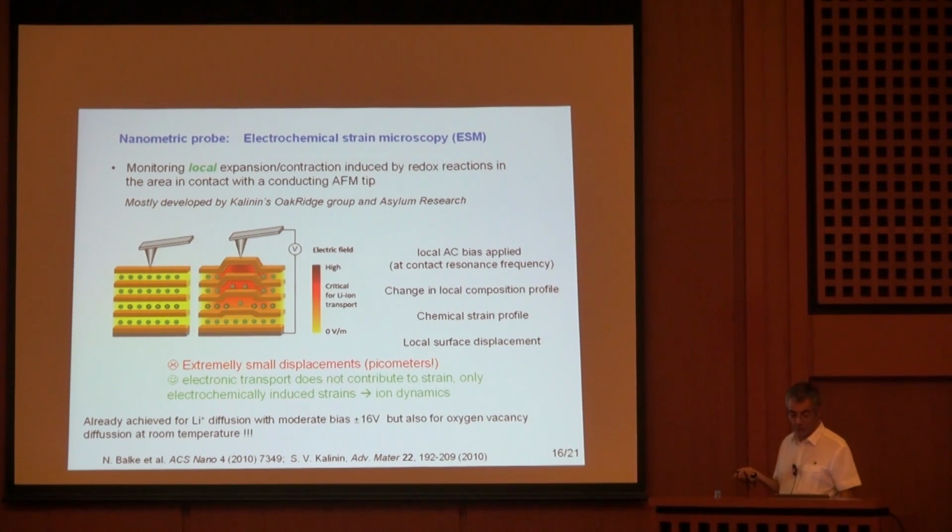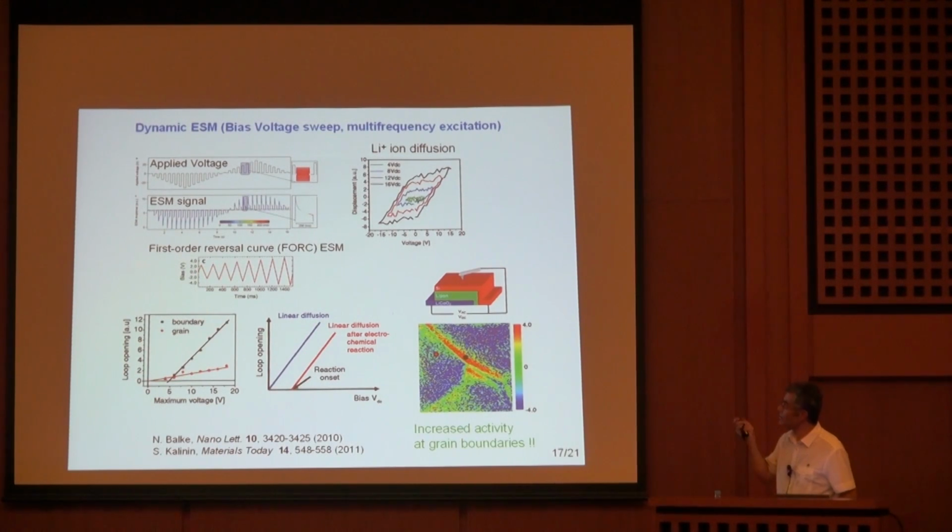This has been successfully demonstrated for lithium ion mobile materials, cathodes and electrodes. And this is a very complex type of dynamic measurement that you can map. You don't have a simple topography signal of one dot in your material.